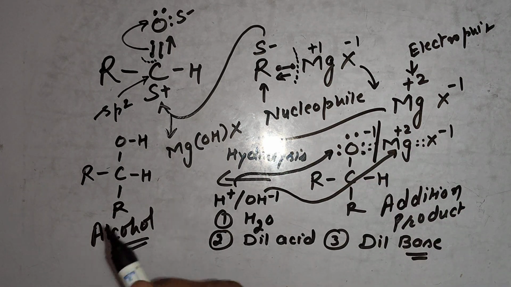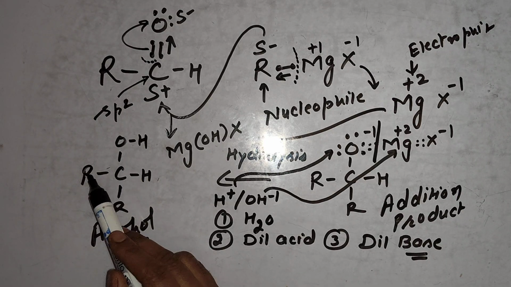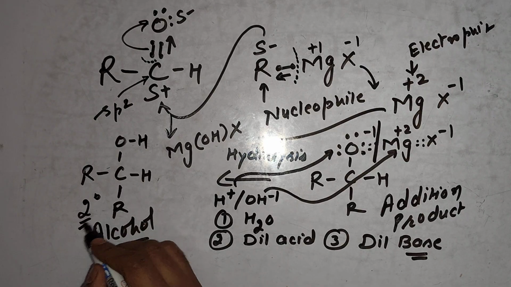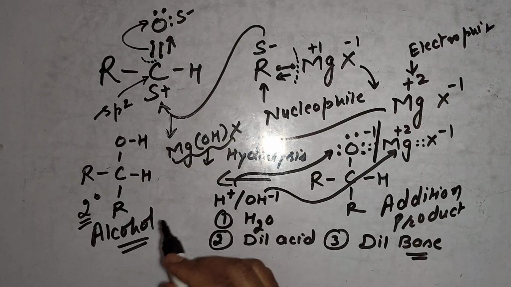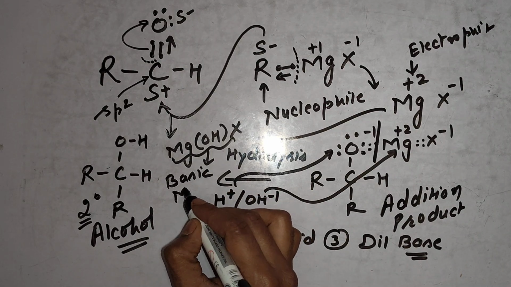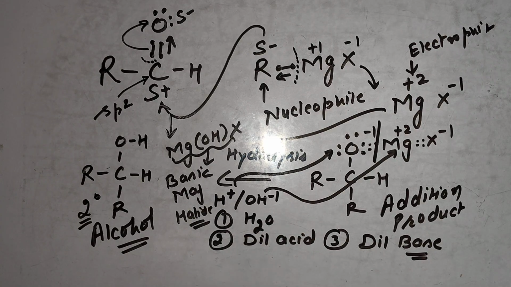What is the degree of this alcohol? OH is attached to that carbon which has 2 carbons directly attached to it. So it's a 2-degree alcohol. And this we call basic magnesium halide.